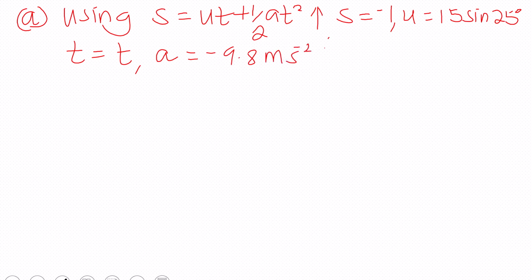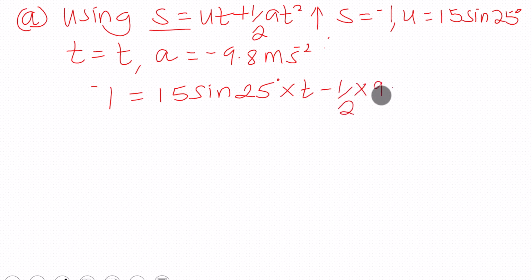So with this information, we can substitute here and we can calculate the time taken by the particle to reach the ground. So our s is -1, which will equal our u, which is 15 sine of 25 degrees, times t, minus a half times 9.8, times t squared.